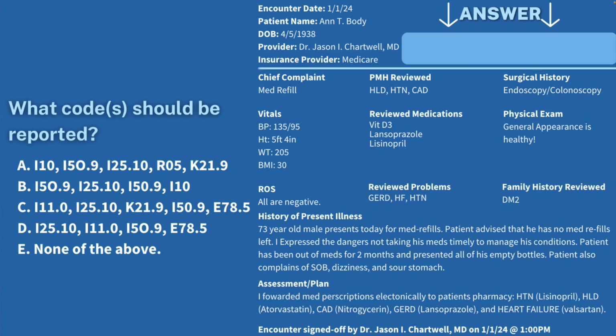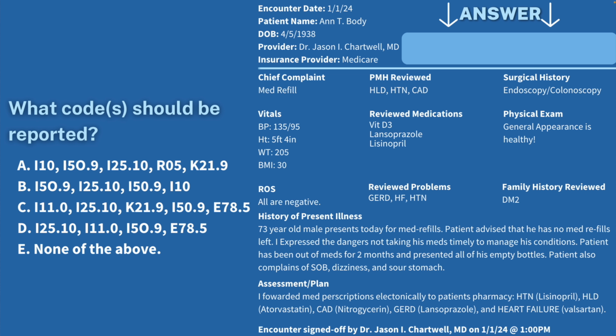Right here, we have all the same kind of information that we had in the last record, so we're not going to go over all of that. We have everything that we need, I can assure you, to code from this record. This patient presented for a med refill. We have the past medical history reviewed here of hyperlipidemia, that's HLD. We have HTN, hypertension, and we have CAD here reviewed. We also have reviewed problems, meaning these are the problems that this patient has right now presented in my office. These are the conditions that this patient has: GERD, heart failure, and HTN.